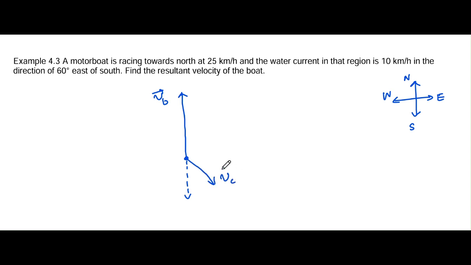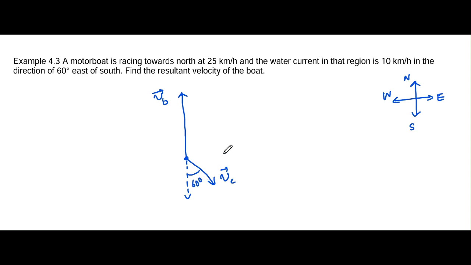So let's take reference directions. Let's say this is north and this way south, east and west. Based on the question, this way we can represent the velocity of the boat, and if this is north, this direction should be south. So the water current is making a 60-degree angle with south and it is tilted towards east. So this is the velocity vector for the water current and this angle is 60 degrees.